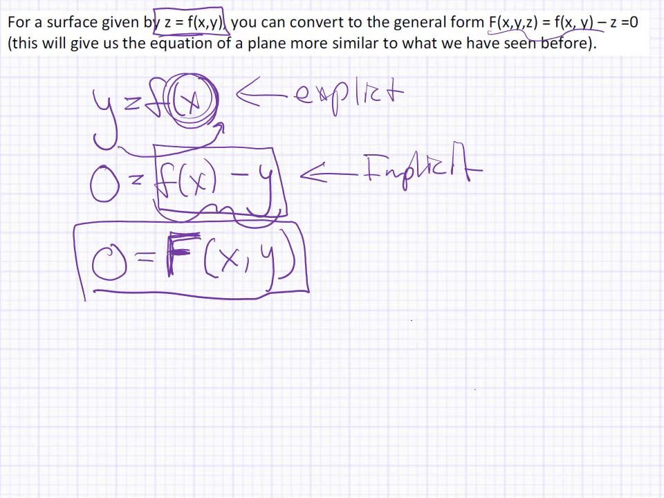We can then drop that over more into multivariables. So now we know that z equals f of x, y. Right? z is a function f of x, y, and that's explicit.